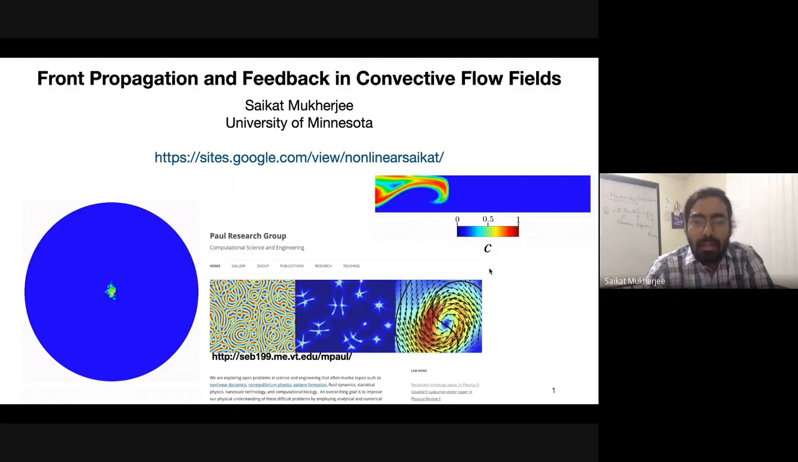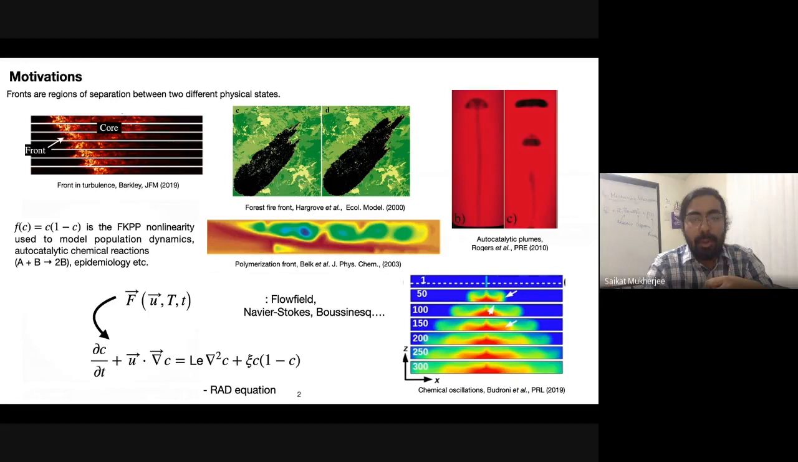Okay, so fronts are very ubiquitous in nature. As the definition goes, a front is the separation of two distinct physical states. So in theory, you can have a front in turbulence, where you have a front that separates laminar and turbulent flow.